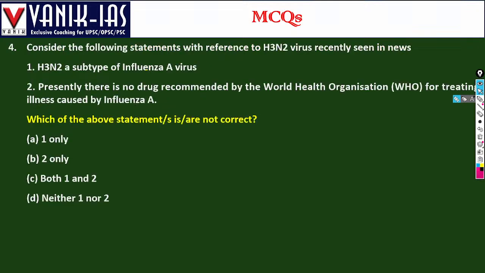Fine. Then consider the following statements with reference to the H3N2 virus. H3N2 is a subtype of the influenza virus, that is correct. Presently, there is no drug recommended by the World Health Organization for treating illness caused by influenza A. This is incorrect. So only two is the answer as per the question, because it is incorrect. Two is incorrect because there is a drug for this. A drug has been made available by WHO for this. So two is incorrect. Okay.